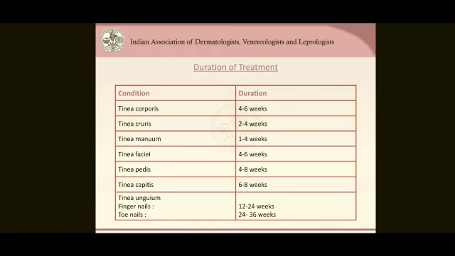Duration of the treatment depends on the area involved. For example, if it is Tinea corporis, any one of the above mentioned drugs has to be given for 4 to 6 weeks. In cruris it is 2 to 4 weeks. Manuum it is 1 to 4 weeks. Tinea faciei it is 4 to 6 weeks. In pedis it is 4 to 8 weeks. Tinea capitis it is 6 to 8 weeks. In case of fingernail infection, it is 24 weeks, and in case of toenail infection it is 36 weeks. So the longest duration of treatment is needed if it involves the nail plate.